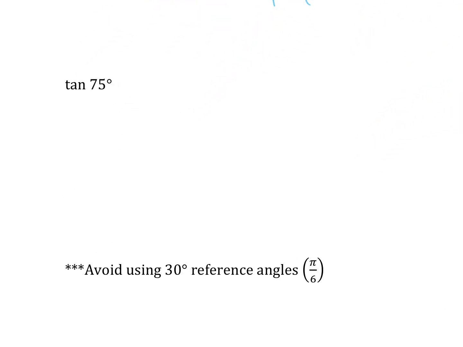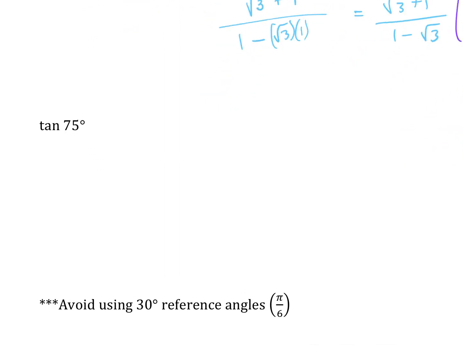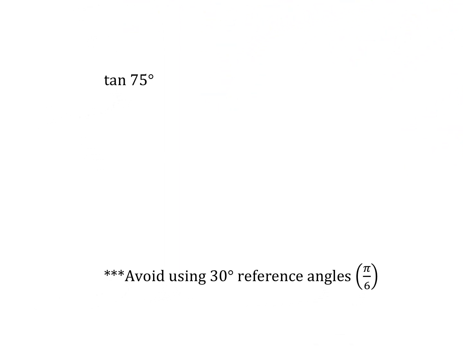Okay. Tan of 75. We'll talk about this in just a second. You'll see why in just a second. In some instances you can't really avoid using the 30-degree reference angle. So I do want and need you to see what happens, why you want to avoid it, and how you're going to deal with it if you have to deal with a 30-degree reference angle. In general, for the most part, if you can, avoid the 30-degree reference angles, avoid the something pi over 6. But we're going to do this one for now.